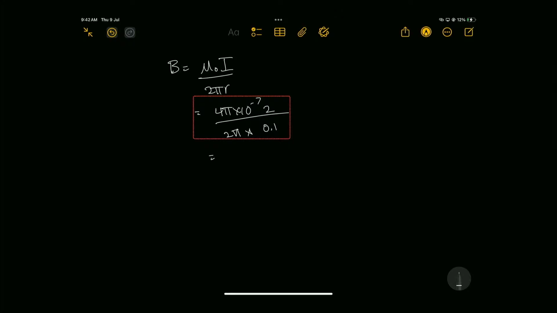So this pi would cancel here, 2 would cancel here. So we would get 4 by 10 to the negative 6 Tesla, or we could write this as 4 microtesla, right?